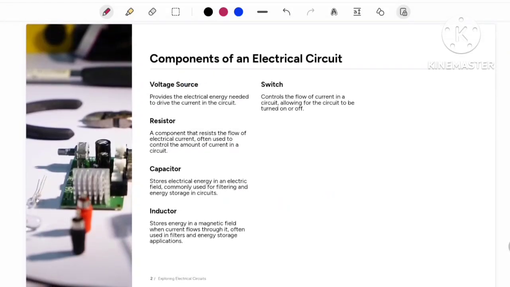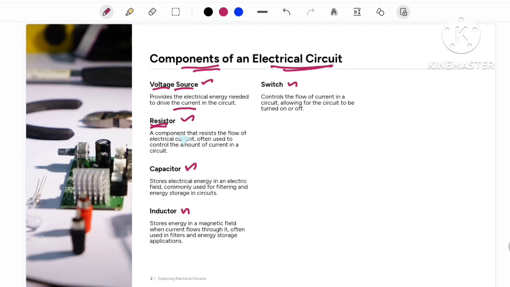So in this slide we are going to discuss the components of an electrical circuit. What are the components we are using? Number 1, voltage source. Number 2, resistors. Number 3, capacitors. Number 4, inductors. Number 5, switches. Let's see what a voltage source is. It provides the electrical energy needed to drive the current in a circuit, right? It is called a voltage source.